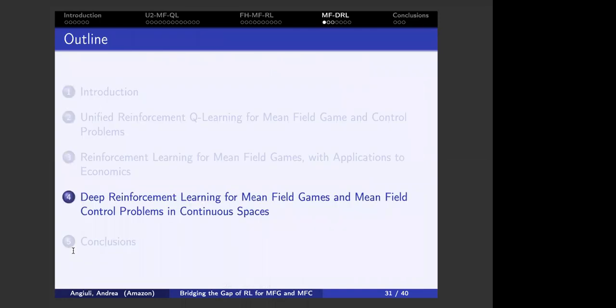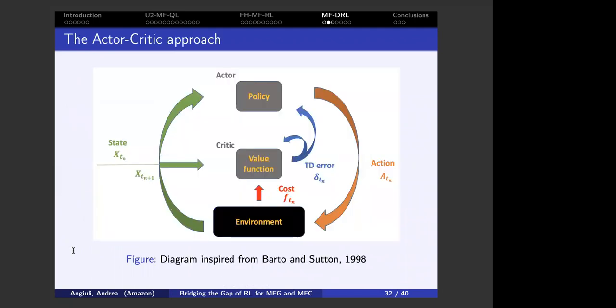Now, if I still have some time, I will give some ideas from the work that is in progress. In particular, this is applying deep reinforcement learning to solve these problems in the case of continuous spaces. And they are based on what is called the actor-critic approach, in which we have two entities: the actor, that refers to the policy, and the critic, that refers to the value function.